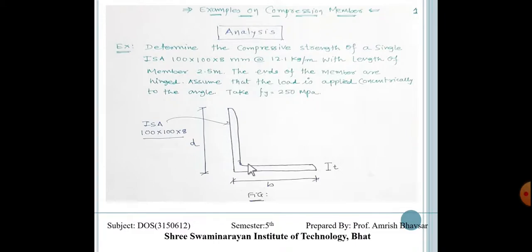So here we have taken the angle section 100 by 100, means B and D both are 100, and the thickness of the member is 8 mm. So we have to find out the compression capacity of this angle section. For that, as we know, first we have to consider whether it is plastic, compact or semi-compact, and for this section we have to take data from the steel table. So open your steel table.